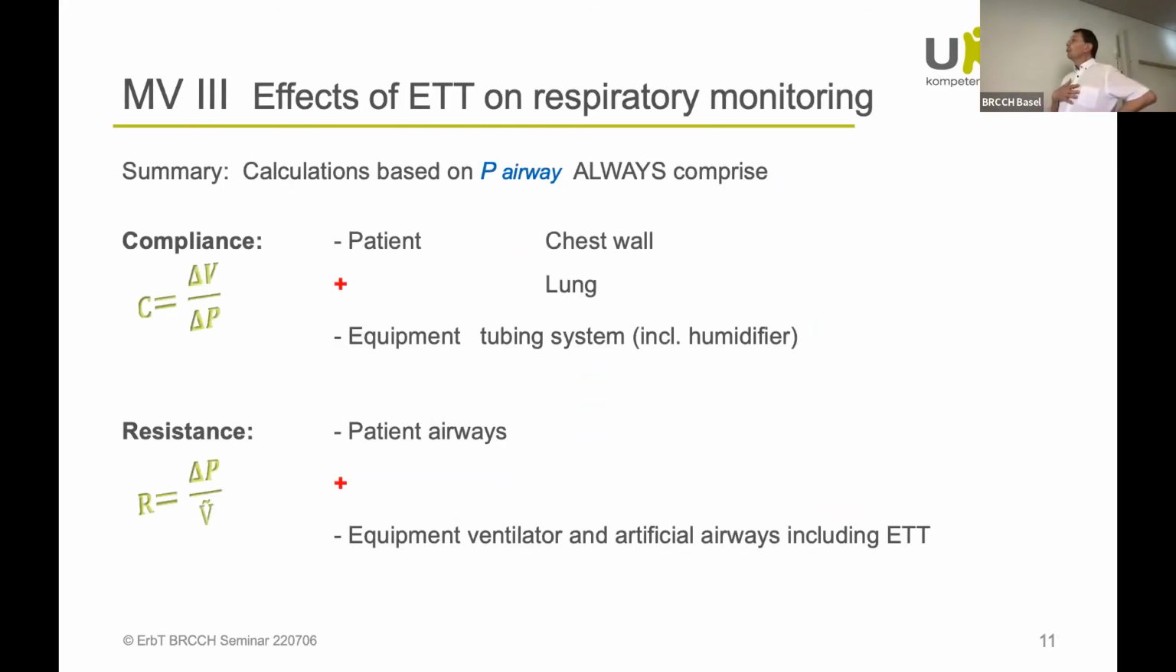And very important, when you use the calculations looking at the performance of the lung, that's compliance and resistance. When you use the airway pressure, you always have a combined measurement of the compliance in the patient, essentially the chest wall and the lung, and also the equipment, the tubing system. And regarding the resistance, you have the resistance of the patient's airways, and in addition, the endotracheal tube.